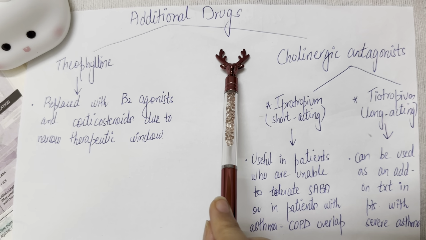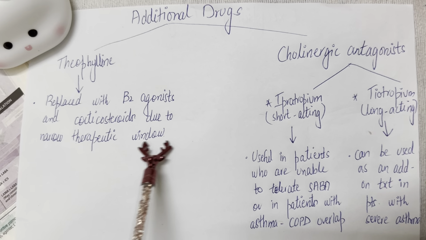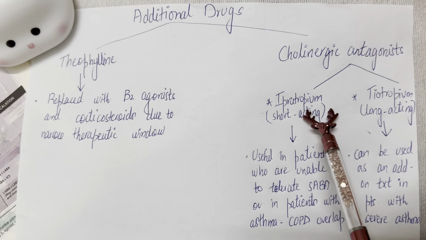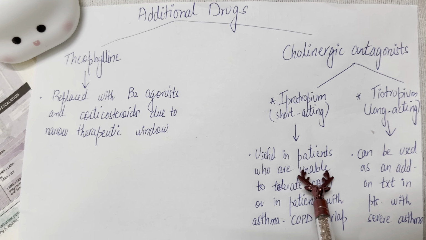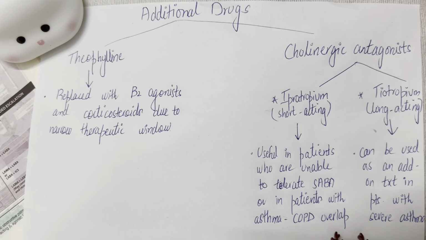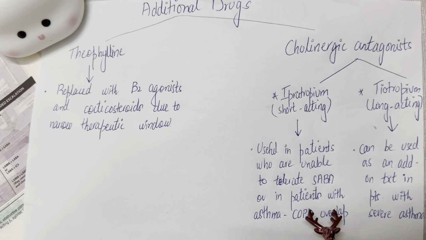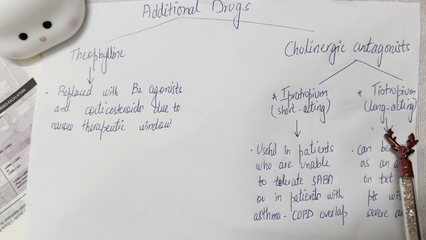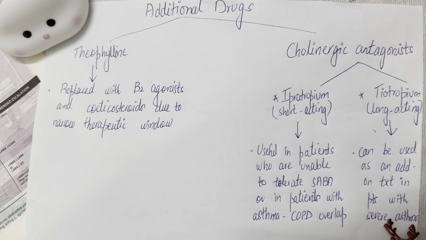There are 2 additional drugs: theophylline, which has now been replaced with beta-2 agonists and corticosteroids due to its narrow therapeutic window, and cholinergic antagonists, which include 2 further drugs, ipratropium and tiotropium. Ipratropium is short-acting and it is useful in patients who are unable to tolerate SABA or in patients with asthma-COPD overlap, but it is not recommended for the routine treatment of asthma as its onset is much slower than that of inhaled SABAs. Tiotropium is long-acting and it can be used as an add-on therapy in the treatment of patients with severe asthma.